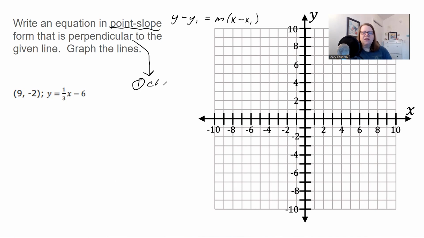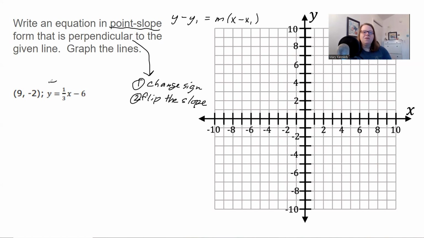You have to change the sign. So if one slope is positive, then the perpendicular slope will be negative. If it starts negative, then the perpendicular is positive. And you have to flip or use the reciprocal of the slope. Flip the slope. Okay, so let's think about what that means.